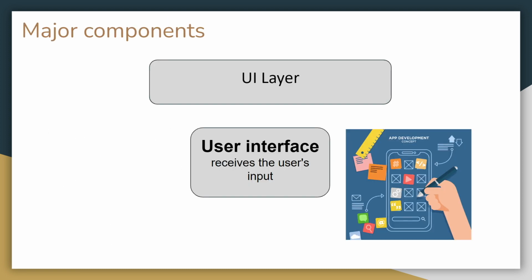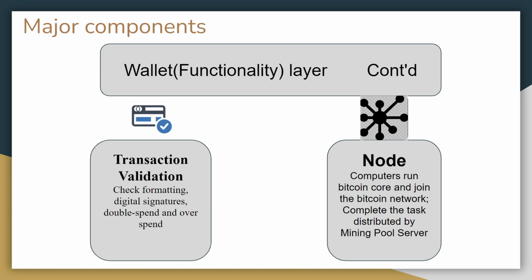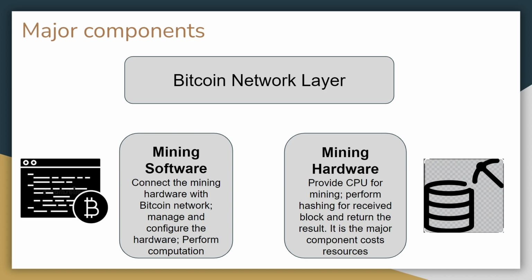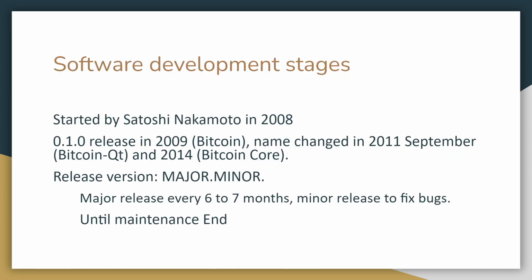Here are the major components: UI layer, user interface; wallet layer, wallet, mining pool server, and consensus. And the advantage of wallet layer: transaction validation and node. Bitcoin network layer, the mining software and mining hardware. And the advantage of Bitcoin network layer: Bitcoin network, and blockchain.